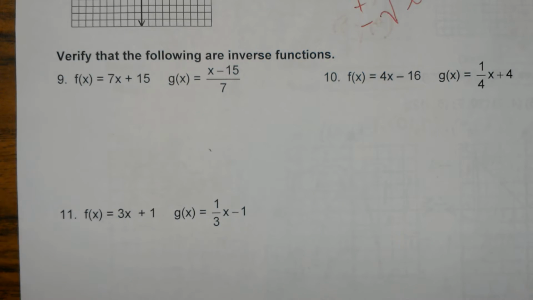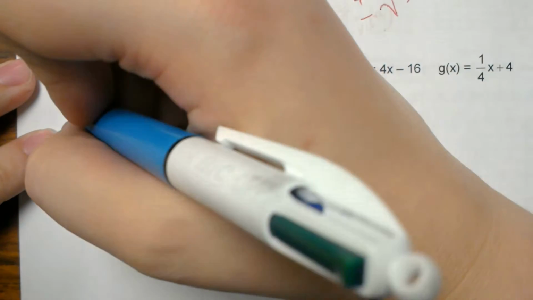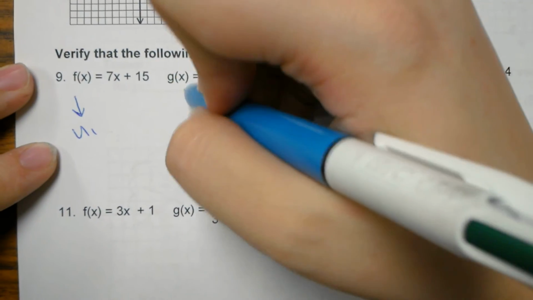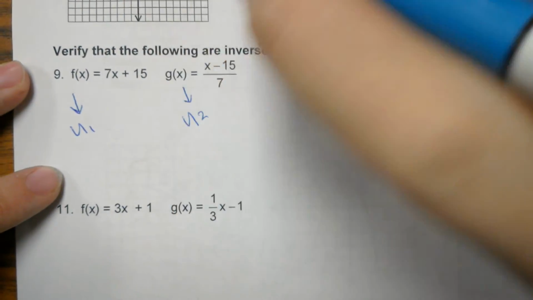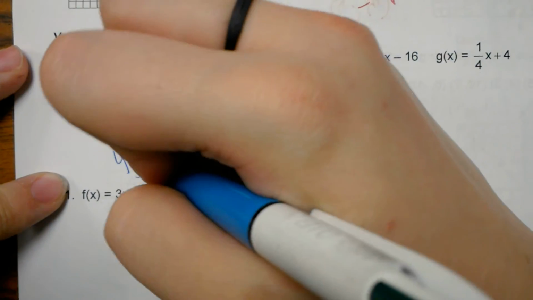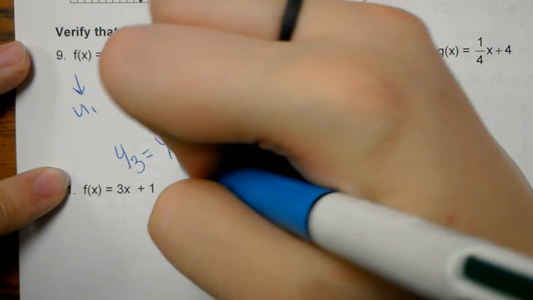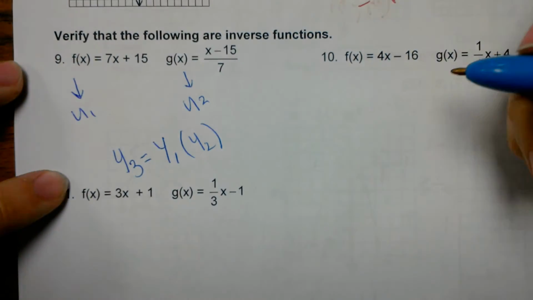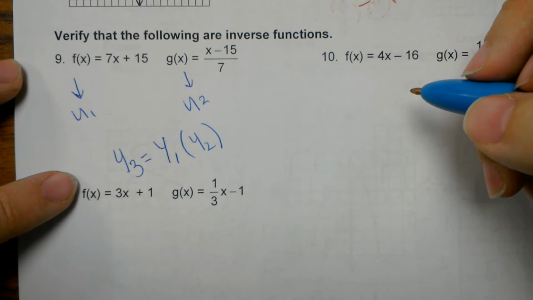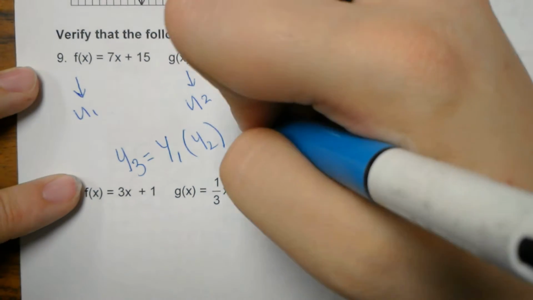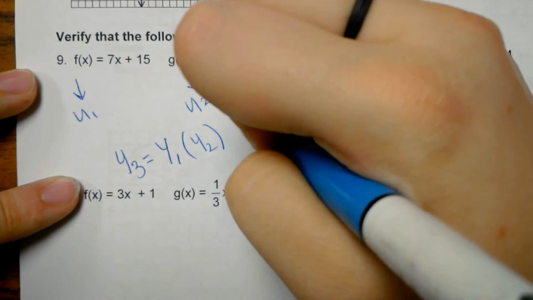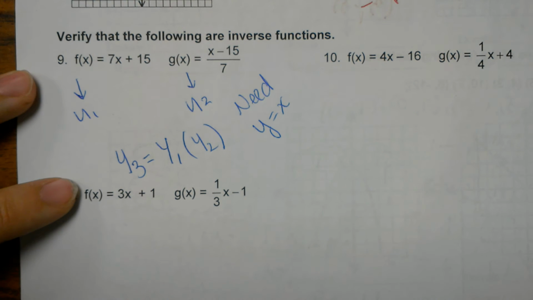So 9, 10, and 11, I showed you on the calculator. If you put the first one in Y1, the second one in Y2, and then have the calculator in Y3 say Y1 of Y2, and then graph it and see if you get the line y equals x. They're inverses.